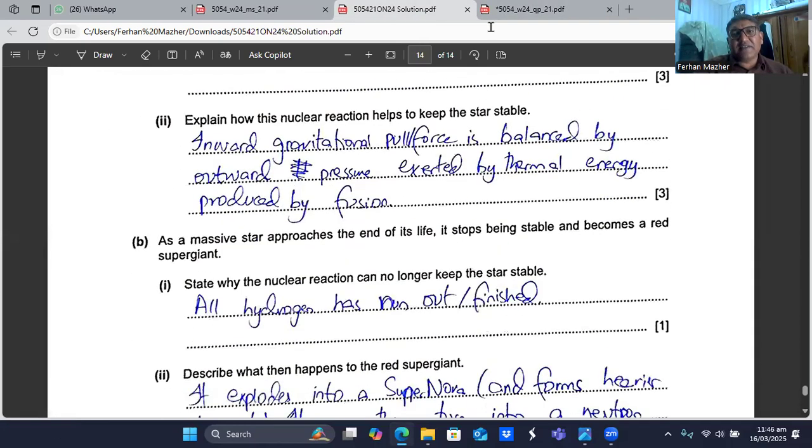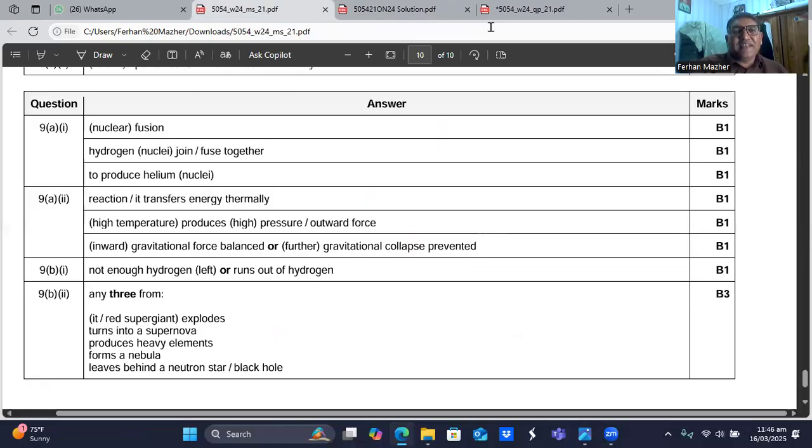Let's see what Hajra has written. Inward gravitational pull or force is balanced by the outward pressure exerted by the thermal energy produced by the fusion. Okay, so they say these are three marks. Reaction transfers energy thermally. High temperature produces high pressure, an outward force. Inward force is a gravitational force balanced, or further gravitational collapse prevented.